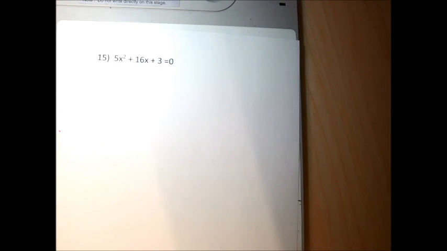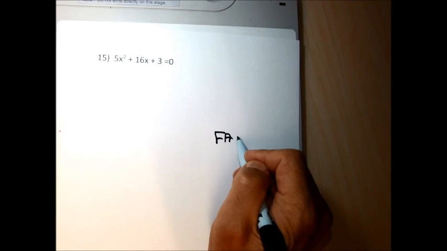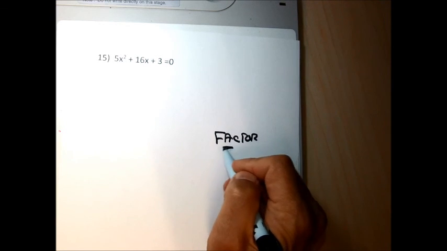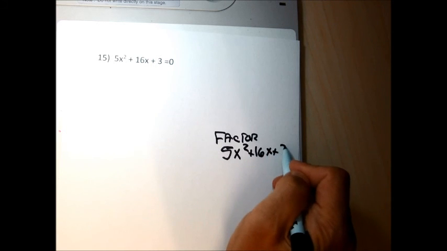15 is similar. It's set equal to 0. There's a square I need to solve by factoring. I'm going to need to bottoms up the left side. So off to the side here, I need to figure out how to factor 5x squared plus 16x plus 3.